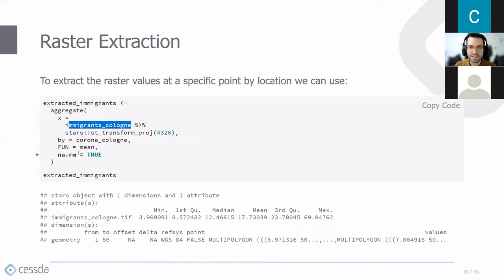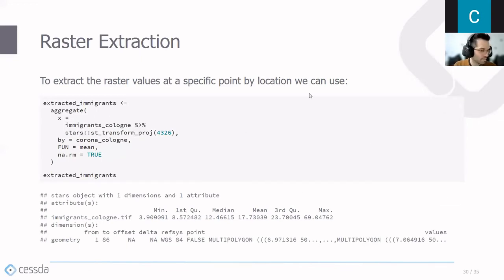Something that is complicating things here is that the immigrant share data set and the corona cases data set have different coordinate reference systems. So what we use here is a function to transform the immigrant share data set to the coordinate reference system of the corona cases data set. The immigrants Cologne data set is in the CRS with the EPSG code 3035 I just mentioned earlier, and we now convert it to the projection 4326. I used just the pipe operator to apply it. And this creates another raster data set that's now aggregated to the level of city districts.